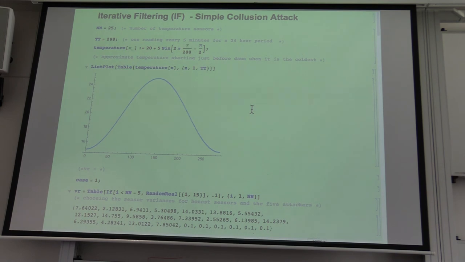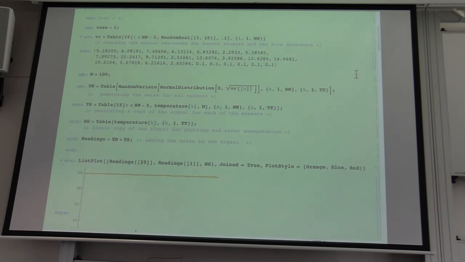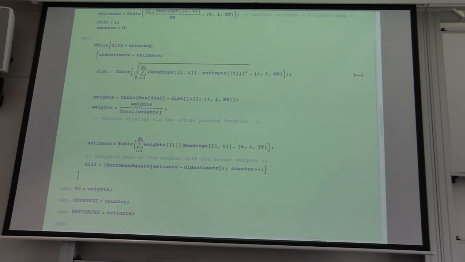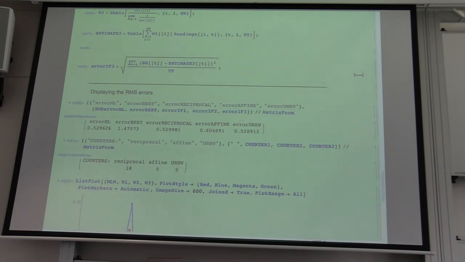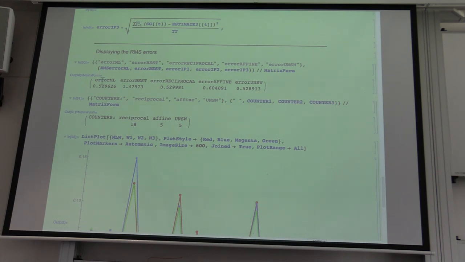And lo and behold, let's see how the algorithm performs. Just for your information, there are several iterative filtering algorithms here that we are going to go through, but let's pay attention only to the first one and see how it will perform in this setup. There are several outputs, but you can see here the first error is the maximum likelihood estimation variance. This is the best, for honest sensors. And this is the error of the reciprocal of our estimator. And notice, it is almost unaffected in the presence of attack.